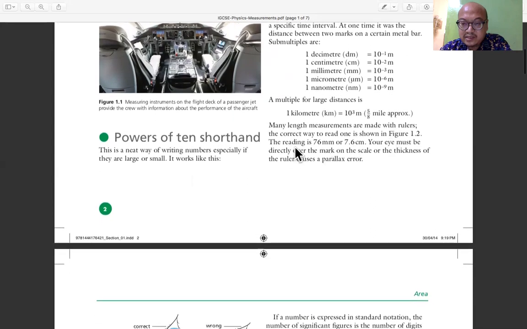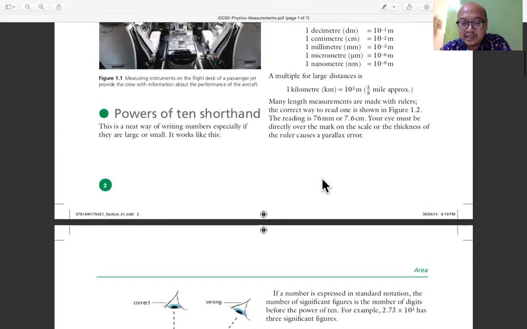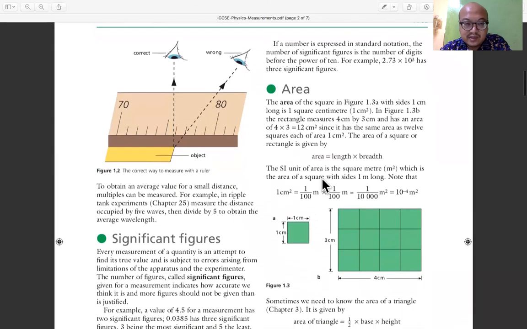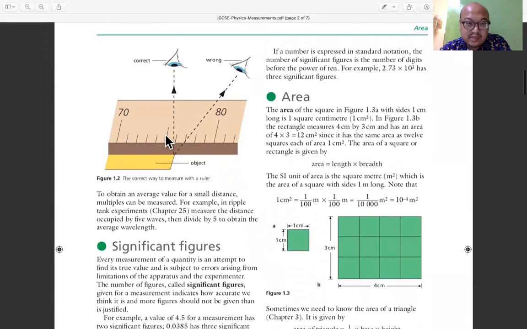Also like this one: reading 76 millimeters is the same as 7.6 in centimeters, because 1 millimeter equals 0.1 centimeter, or 1 centimeter equals 10 millimeters. This is important, and for the next material we will use this. And this one is about how to obtain an average value of a small distance.